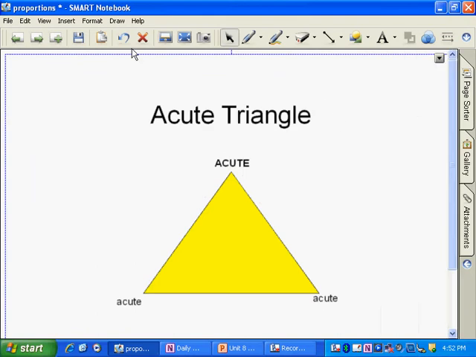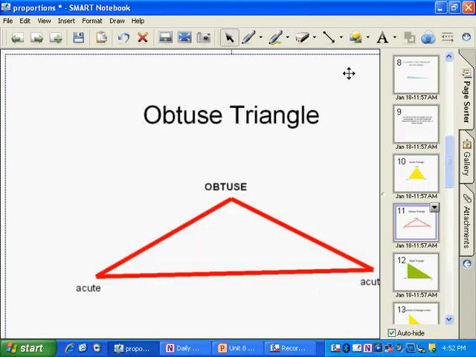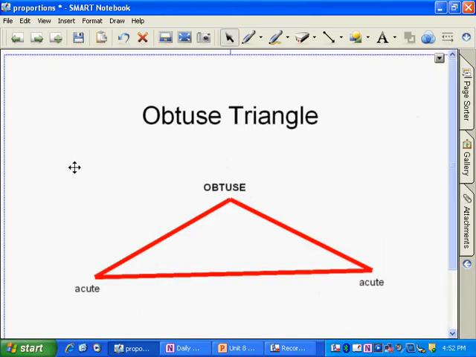So here is an example of an acute triangle. Like I said, it has two acute angles. This third angle is acute, so therefore this is an acute triangle. All three angles measure less than 90 degrees. This is an example of an obtuse triangle. Again, it has two acute angles, but this third angle is obtuse, meaning this third angle is greater than 90 degrees but less than 180 degrees.